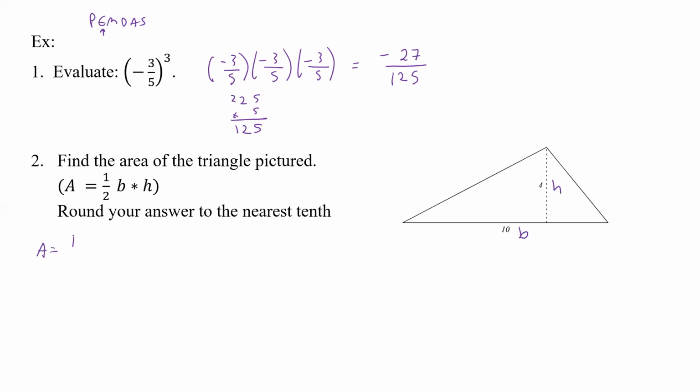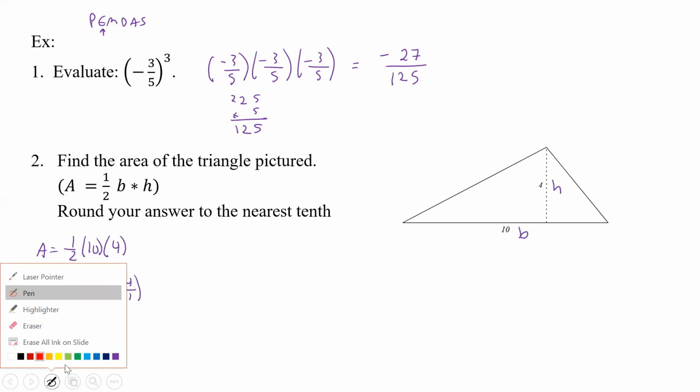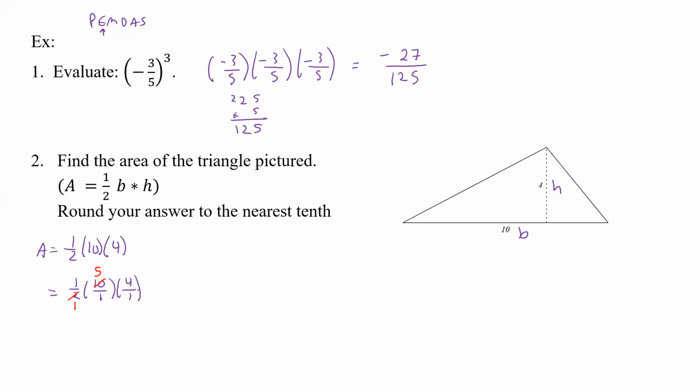So area is 1/2 times the base, which is 10, times the height, which is 4. Okay. Well, I don't see why we have to round to the nearest tenth, but okay. So 1/2 times 10. Well, let's kind of think about this. We have 1/2 times 10 over 1 times 4 over 1. Well, guess what we can do? We can do some canceling here. Well, 2 will go into here once. 2 will go in here 5 times. So now we have 1 times 5 times 4, which is 20, all over 1 times 1 times 1, which is 1. So that's just equal to 20.